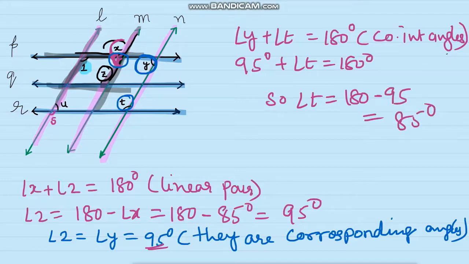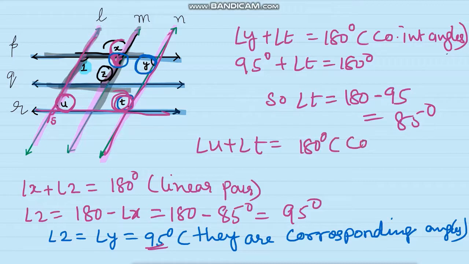Now you are left with U. See children, U and T are again forming co-interior angles. L parallel N, and this R is acting as a transversal. So angle U plus angle T is equal to 180 degrees. They are co-interior. T is 85, so angle U will be equal to 95 degrees. So this is how you have calculated all the angles given in this particular figure.